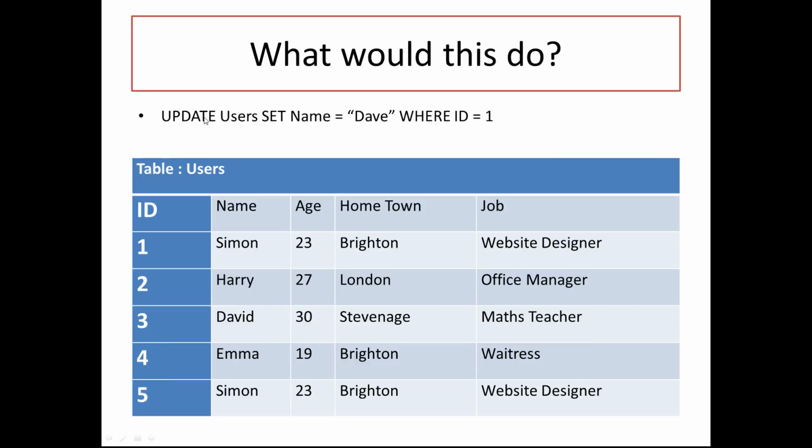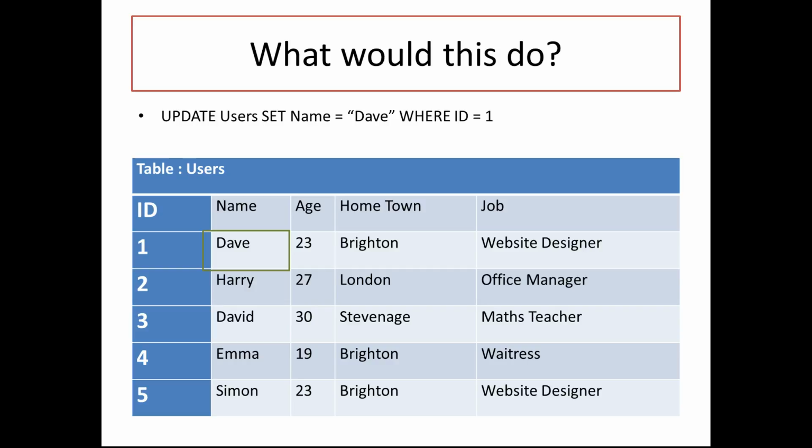Okay. We can update users, we can set name to Dave, where ID is 1. At the moment, ID 1 is Simon, but now it's going to be changed to Dave. You have to be very, very, very careful when using the update statement. There isn't, in most database environments, an undo button. If you update something, it is updated permanently.